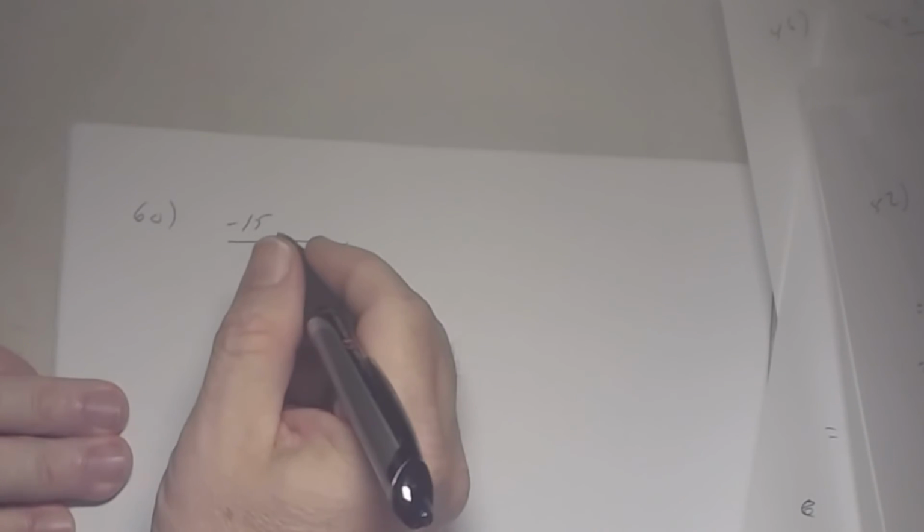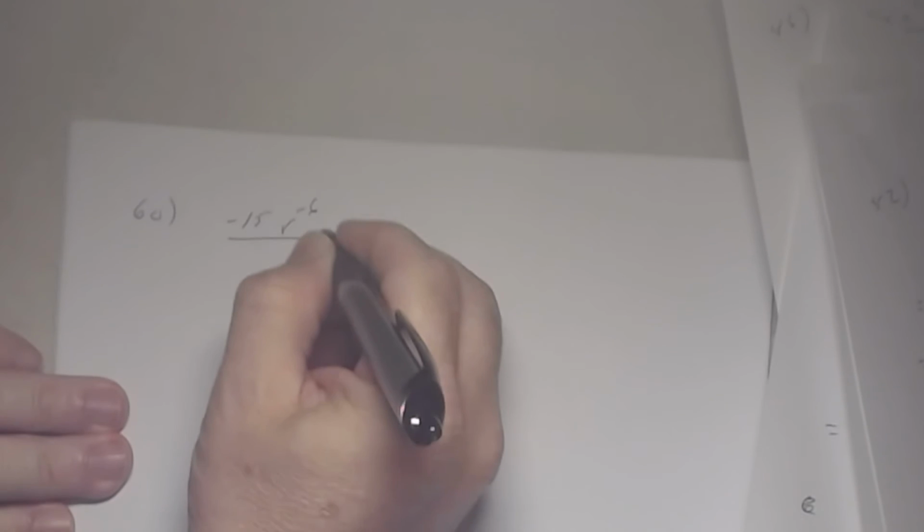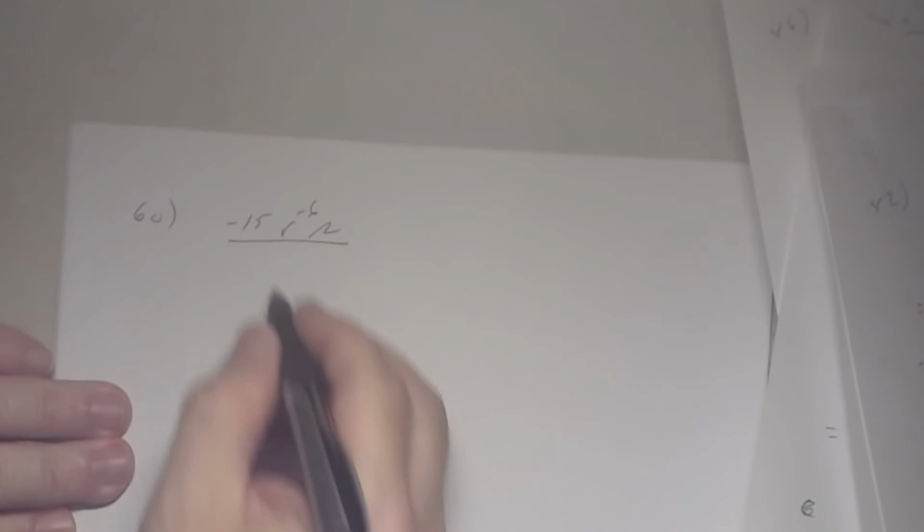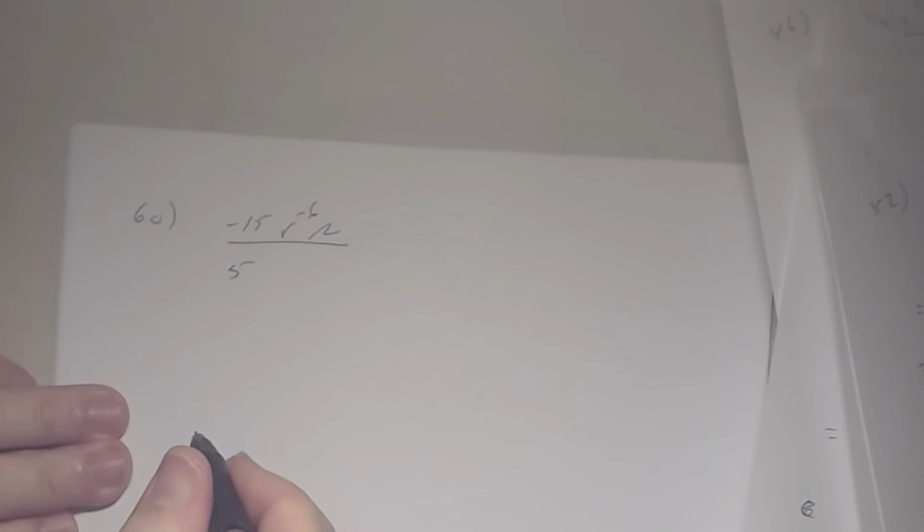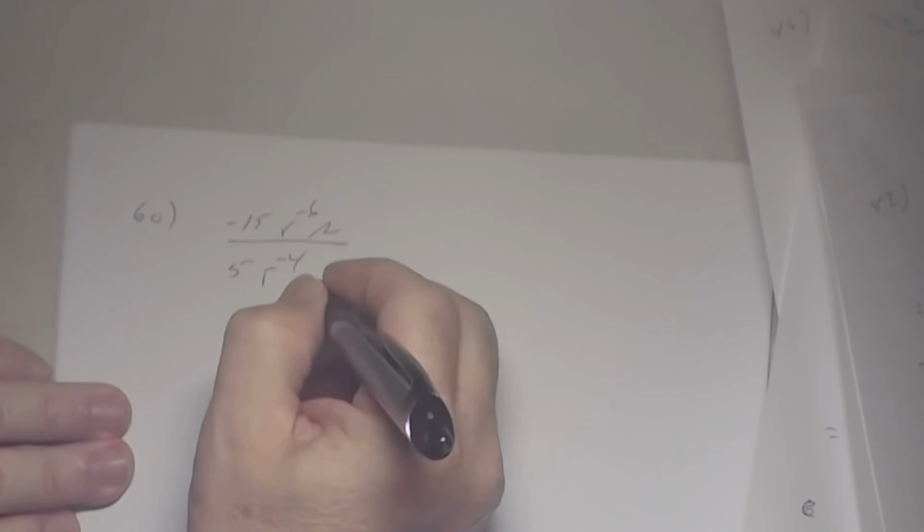All right, then let's do 60. All right, here's 60. The numerator looks like this. That's an S. And the denominator looks like this. What's the last? S. R. Okay, negative 15, R to negative 6, S. 5, R to negative 4, S to the negative third.